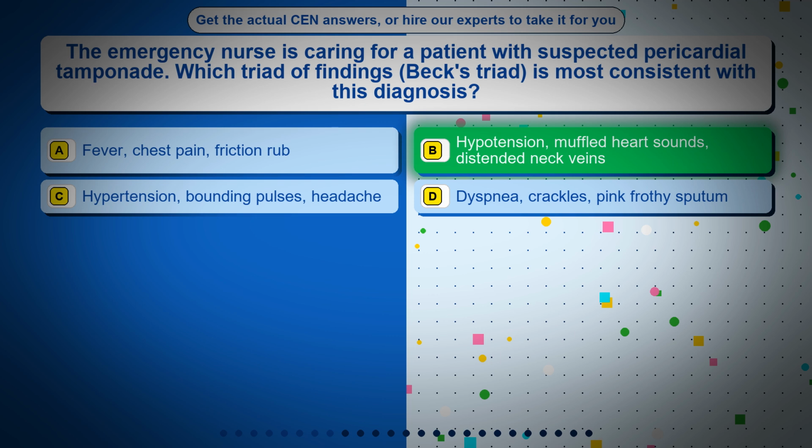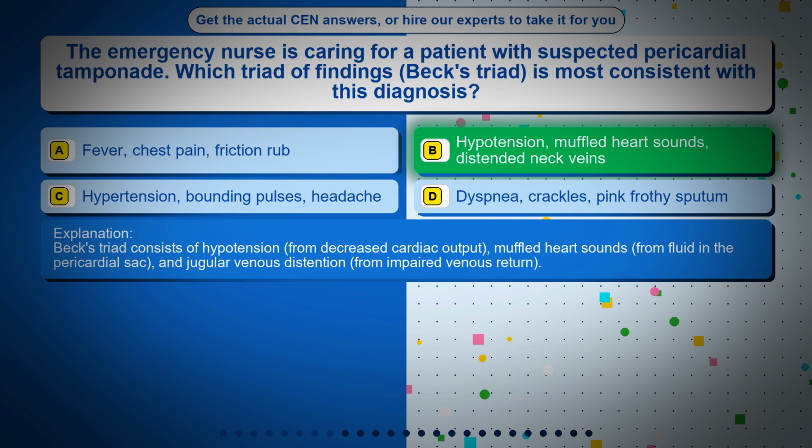Hypotension, muffled heart sounds, distended neck veins. Beck's triad consists of hypotension, from decreased cardiac output, muffled heart sounds, from fluid in the pericardial sac, and jugular venous distension, from impaired venous return.